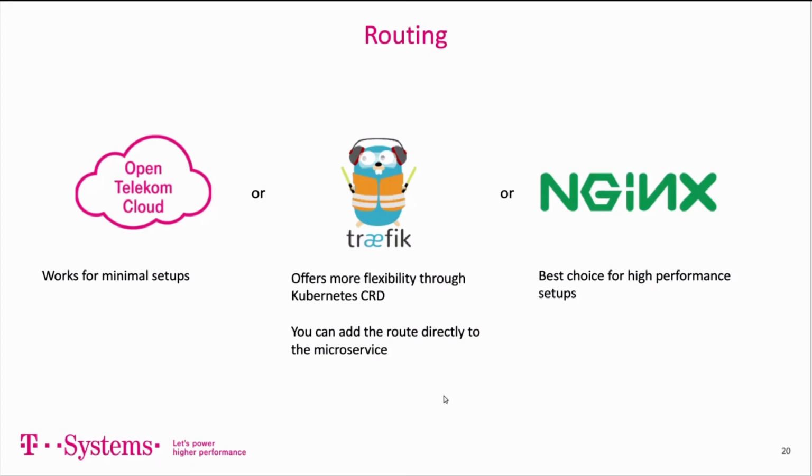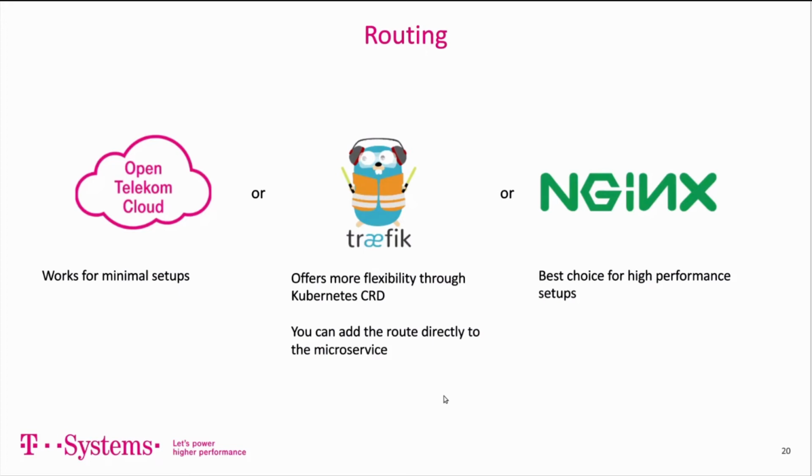Traefik offers you more flexibility because you have a Kubernetes custom resource definition, which you can put into your microservice Helm chart, and then it defines the routing for this microservice for you. This is a very good thing because then you don't have a centralized global configuration, and the routing itself is very near to the service itself. And this is a very, very good approach. If you have a high performance setup, so you need gigabytes per second or something like that, then Nginx is your friend because you can highly configure Nginx.